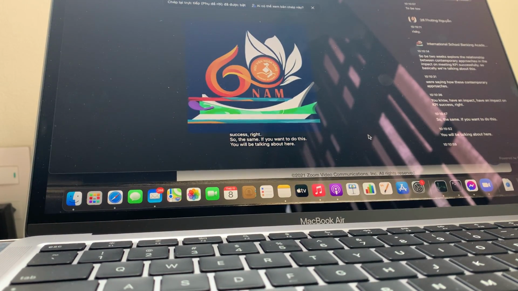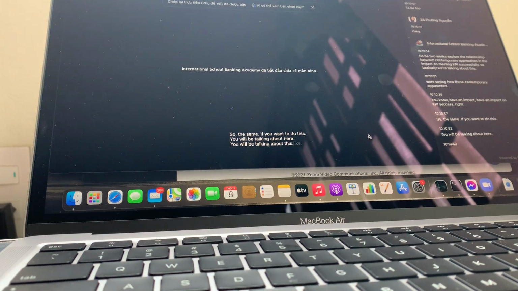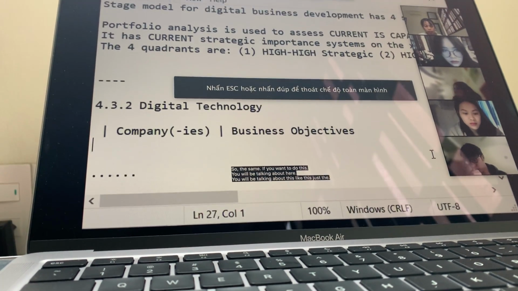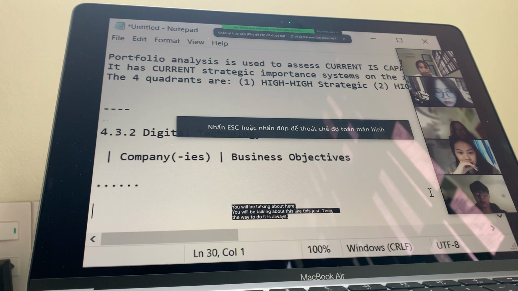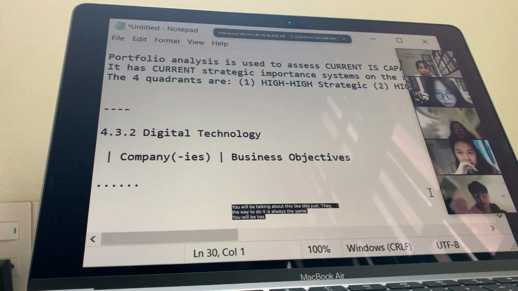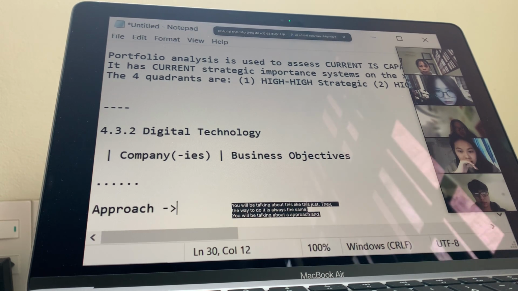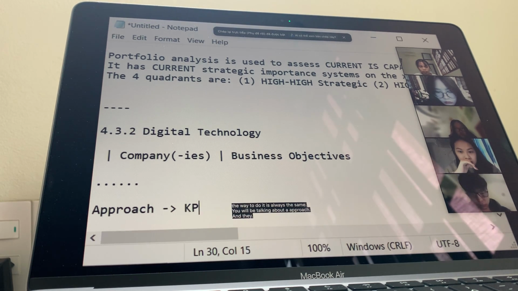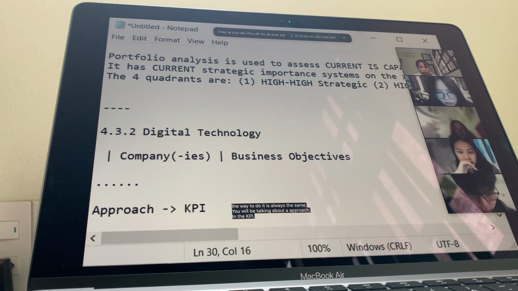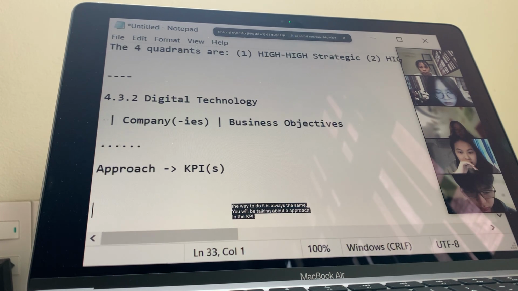You would be talking about this like this. Just the way to do it is always the same. You would be talking about an approach, and the KPI. That's it.